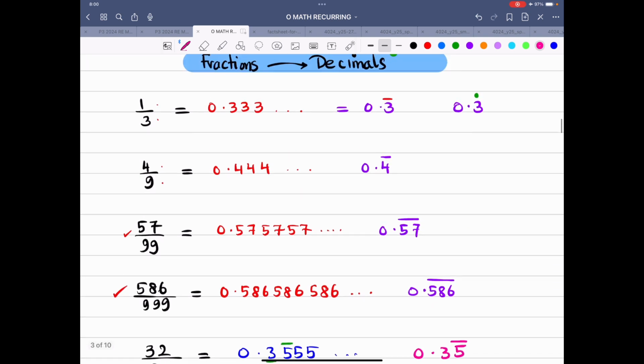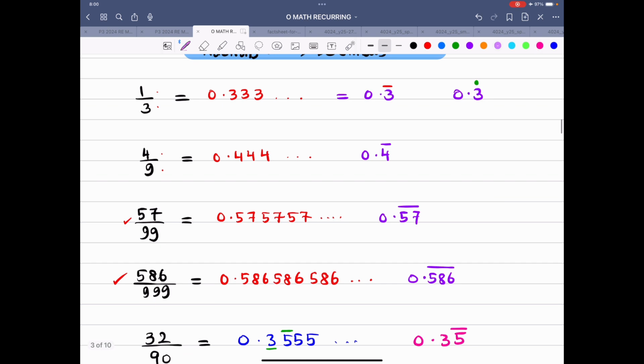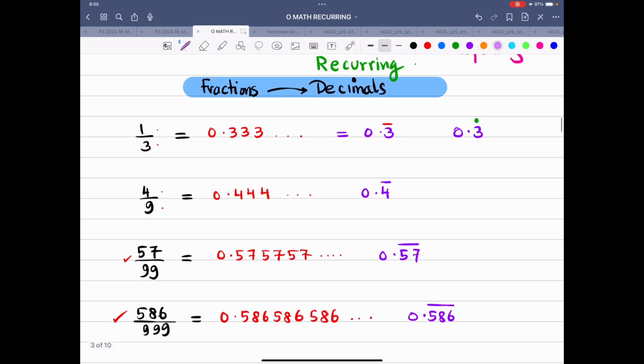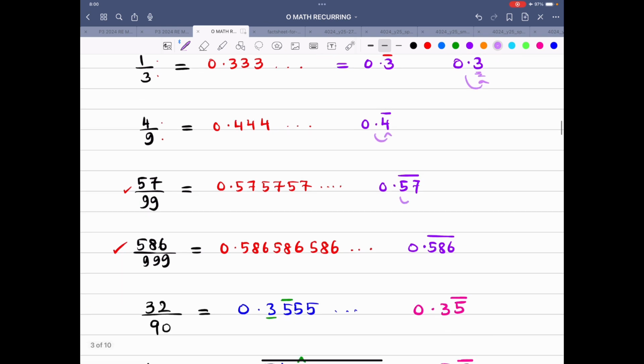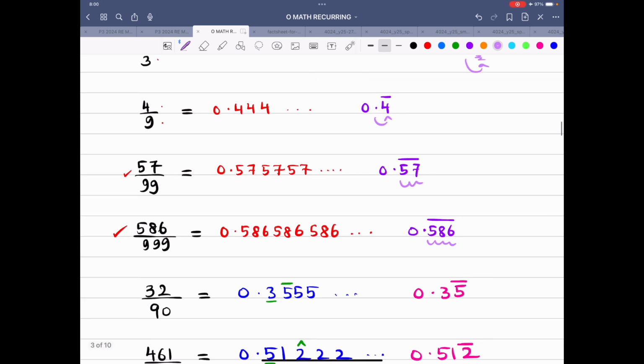So now a little bit more information. That is a decimal in which everything is repeating after the decimal, whether it's 1 dp, whether it's 2 dp, whether it's 3 dp.